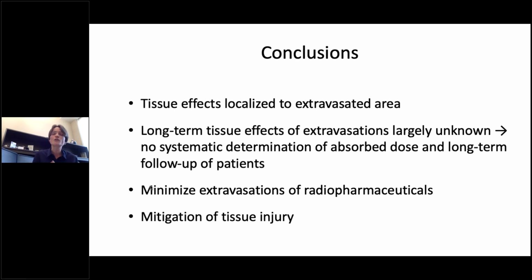this talk. So first off, after at least a certain dose exposure, we can expect adverse tissue effects localized to the extravasated area, because that's where this ionizing radiation actually transfers its energy into the tissue and causes damage. Long-term tissue effects of these extravasations are largely unknown, and that is in part because there's at this point no systematic determination of absorbed dose after administration of the radionuclides.